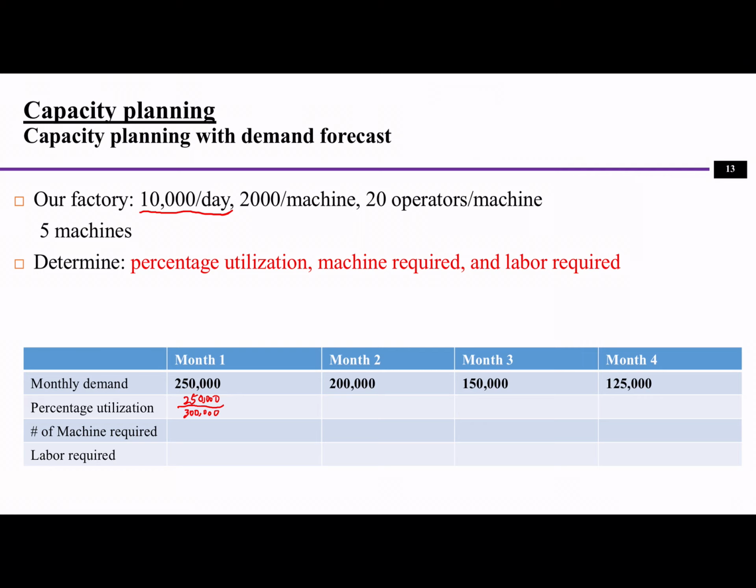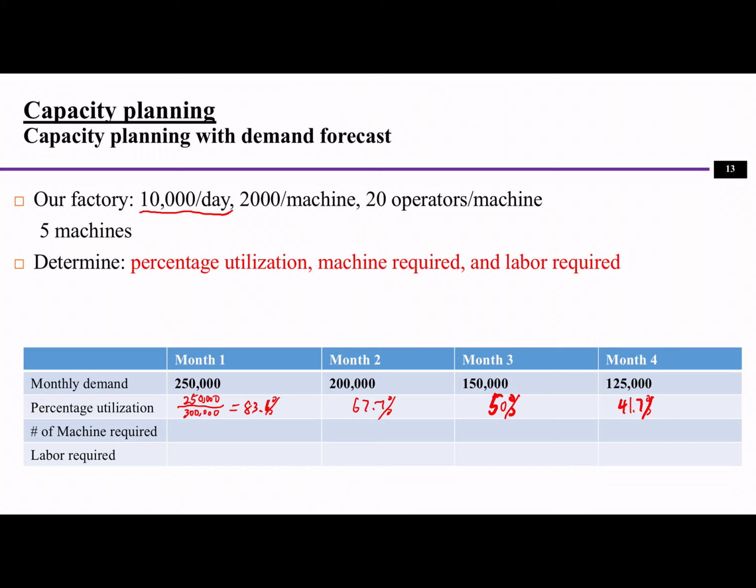So now we can use 250,000 divided by 300,000. Now we get a percentage, which is 83.6%. Similarly, we can calculate the rest of the utilization rates. So the second one should be 67.7%, month 3 is 50%, and month 4 is 41.7%. Okay.